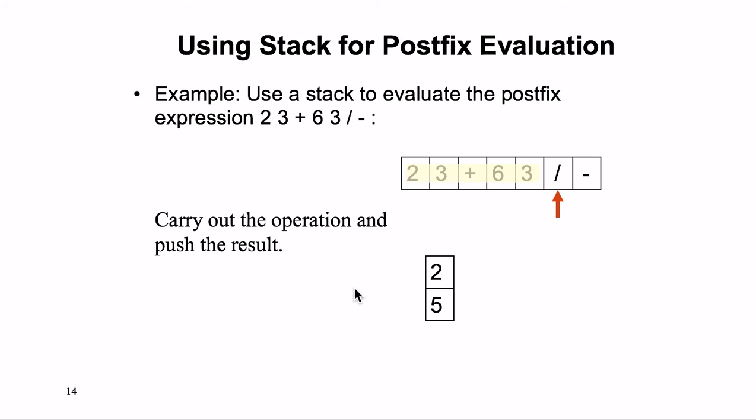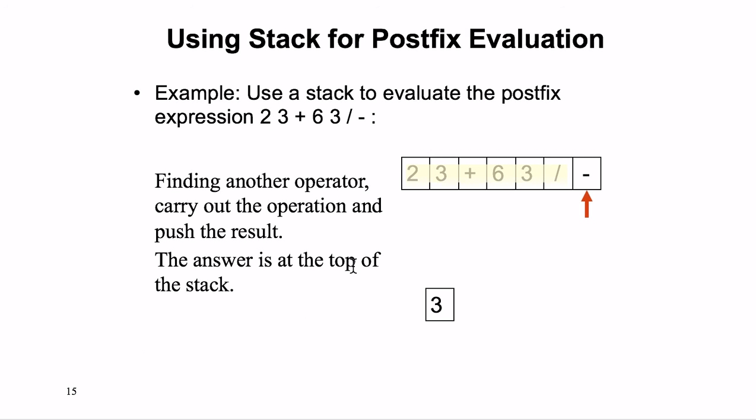One note in this operation is that for non-commutative operations such as subtraction and division, the top stack element is always the second operand. So we have the 3 and 6 and the division operation. The top element of the stack is 3, which is always the second operand. So we have 6, 3, and division, meaning 6 divided by 3, and we get the result 2, and we push it back onto the stack.